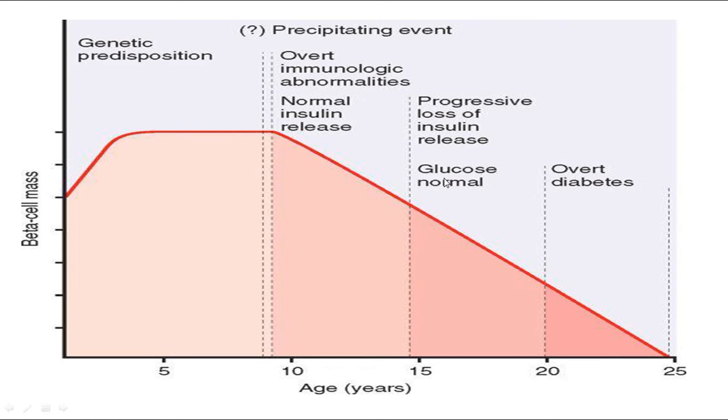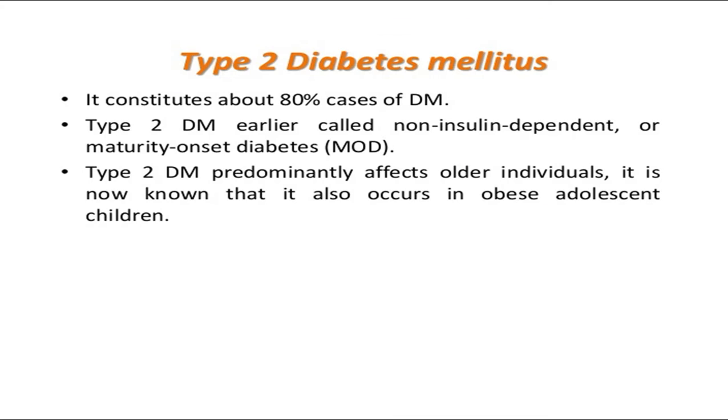So this chart explains the age in type 1 diabetes mellitus. There is some genetic predisposition, and after approximately 5 to 10 years, some precipitating events lead to the overt immunological abnormality, with normal insulin release, then progressive loss of insulin release while the glucose is still normal, and at 20 to 25 years the person develops overt diabetes. So this is the chart of type 1 diabetes mellitus.